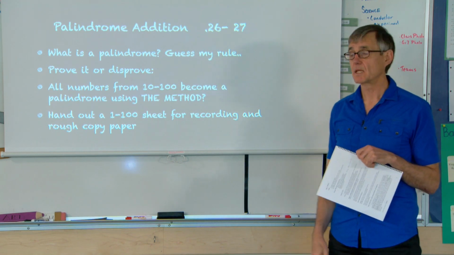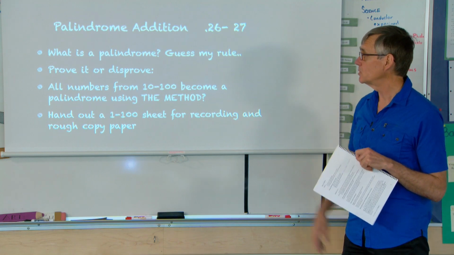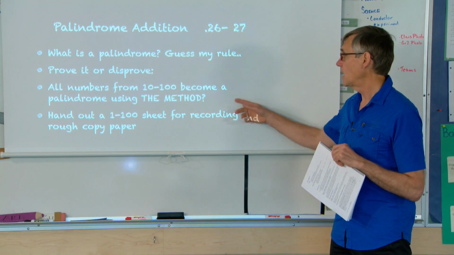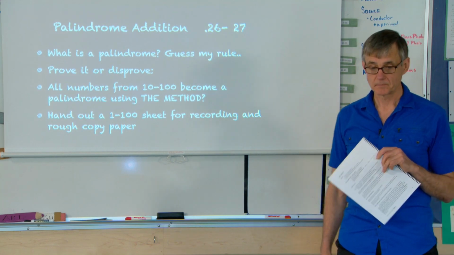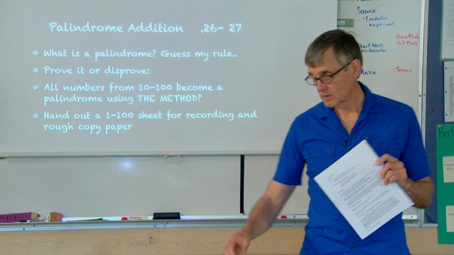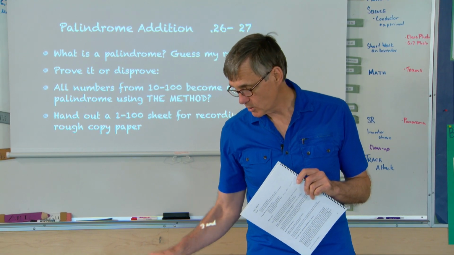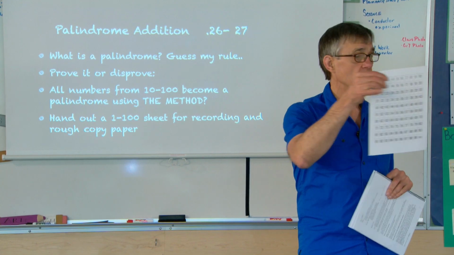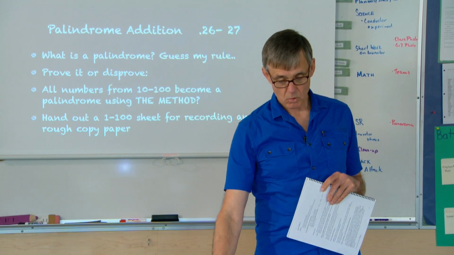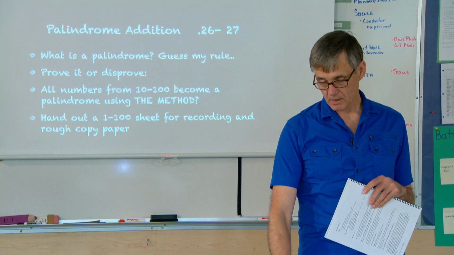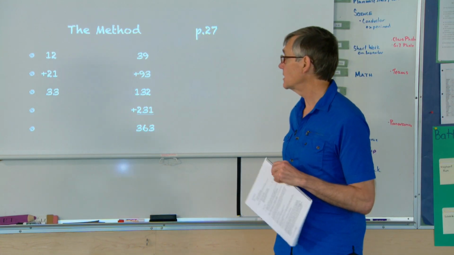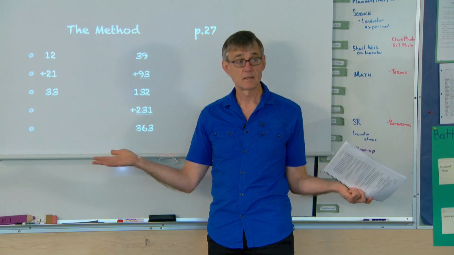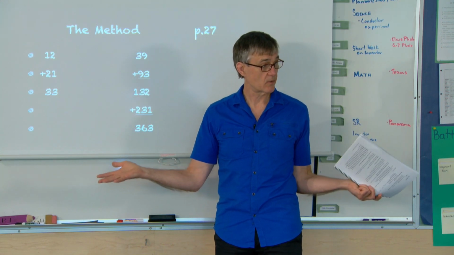Your task in the game is to prove or disprove whether all the numbers from 10 to 100 become a palindrome using the method. Okay, and you're going to give out these 1 to 100 sheets like this. Okay, and then they can sort of check off each one. And we'll just quickly look at one of the patterns here. So if we look at 12, for example, well, 11, first of all, is already a palindrome, right?